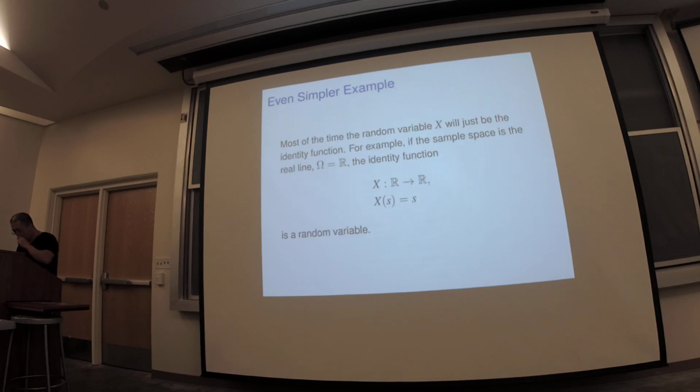Okay. So here is an even simpler example. If the outcomes of your experiments are also real values, you can choose the random variable to be an identity function. It means that I do not make any transformation. The outcome is directly the random variable value. Something like this.